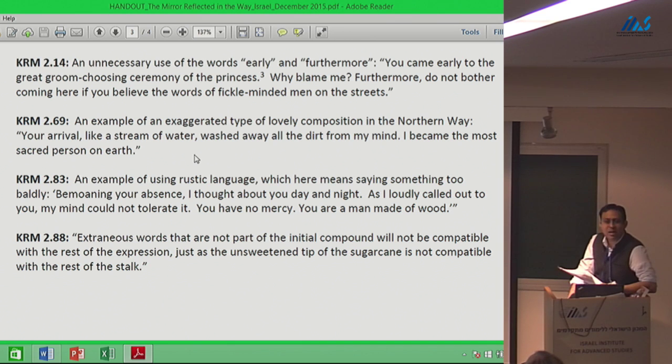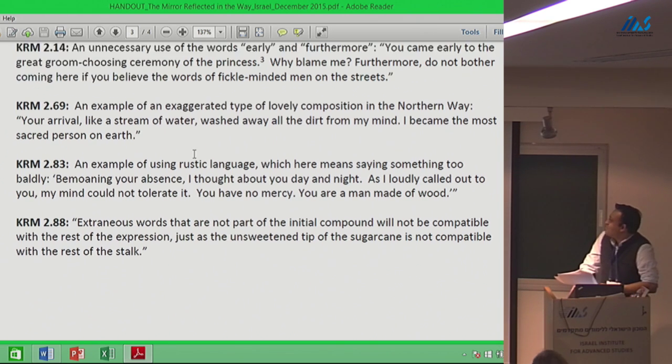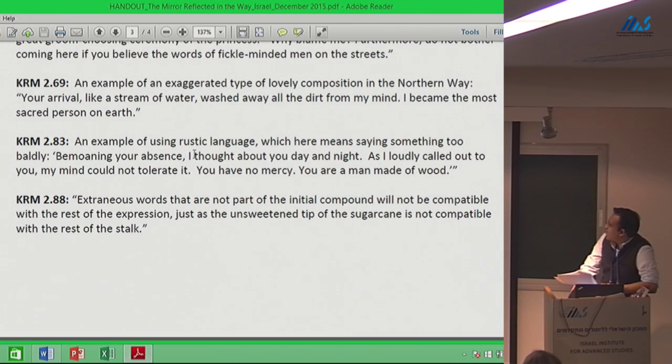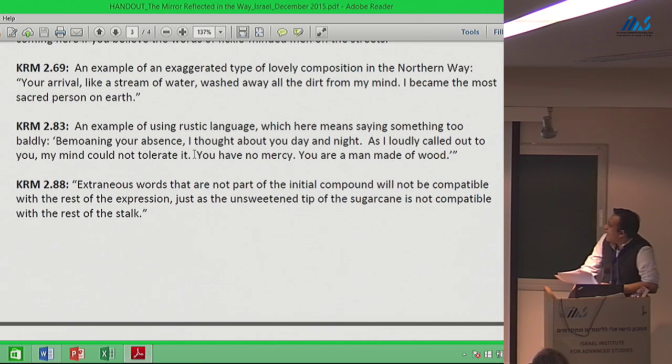Some of them are very odd kinds of, that has a Dandin complement. Okay, good. I'd like to see this one. An example of using rustic language, which here means saying something too baldly. Bemoaning your absence. I thought about you day and night. As I loudly called out to you, my mind could not tolerate it. You have no mercy. You are a man made of wood.